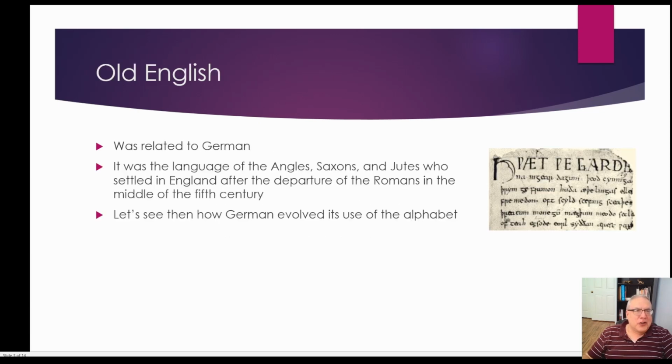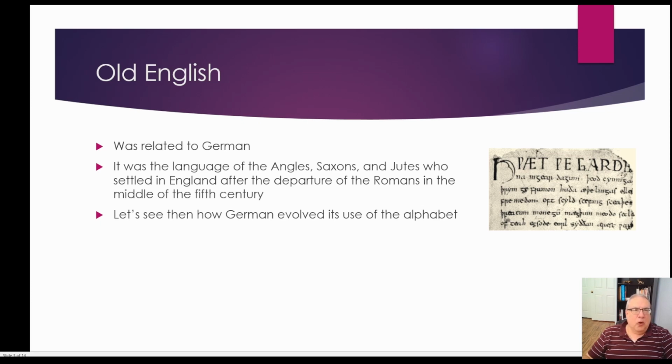The first version of English, known as Old English, was the first to use the alphabet to represent the sounds of its words. Old English was related to German, as it was the language of the Angles, Saxons, and Jutes who settled in England after the departure of the Romans in the middle of the 5th century.